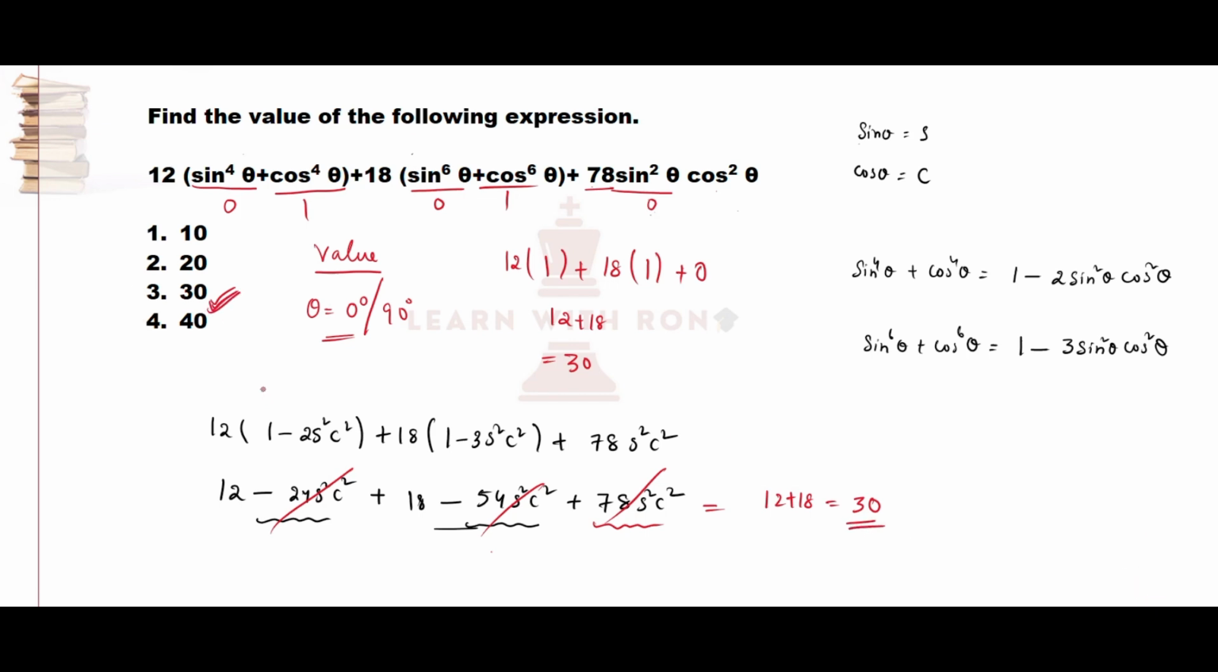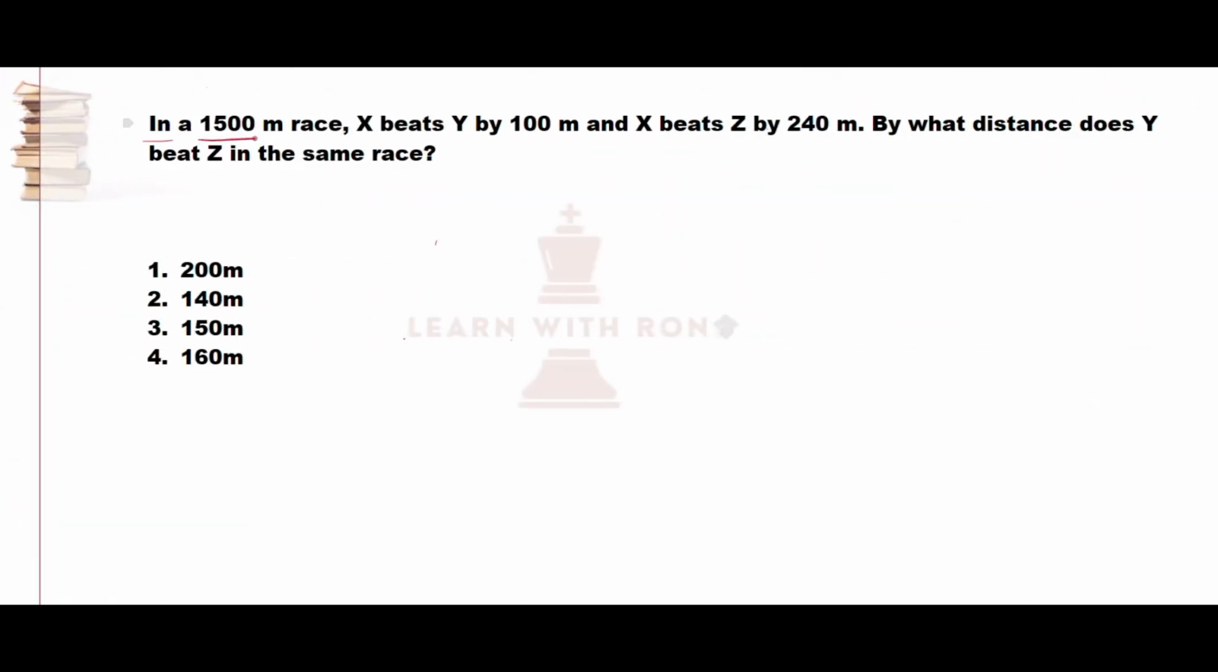Let's see next question. See this question. In a 1500 meters race, x beats y by 100 meters. What is meant by x beats y by 100 meters here? So there are two people, x and y. Let us suppose the 1500 meters race is for t time. So if x can run 1500 meters in t time, y could run only 1400 meters, which means 100 meters less than x in that particular t time. Now we understood, right?